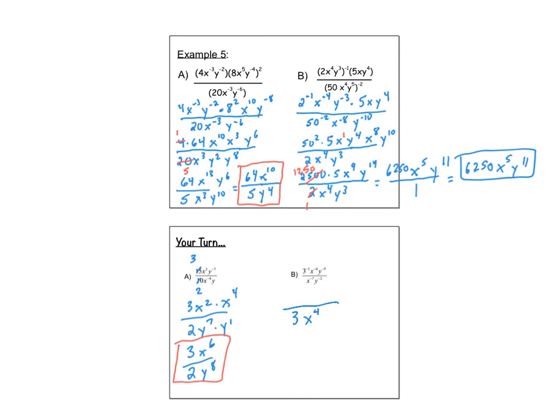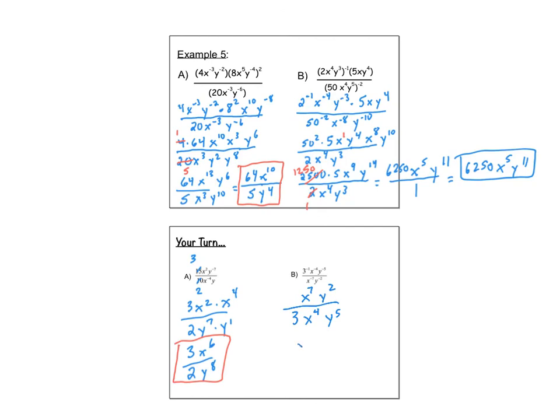Y to the negative 5 comes down, becomes y to the fifth. X to the negative 7 goes up and becomes x to the seventh. Y to the negative 2 flips up and becomes y to the second. So now we can just combine our like terms there. So x to the seventh divided by x to the fourth. We subtract our powers over division there.